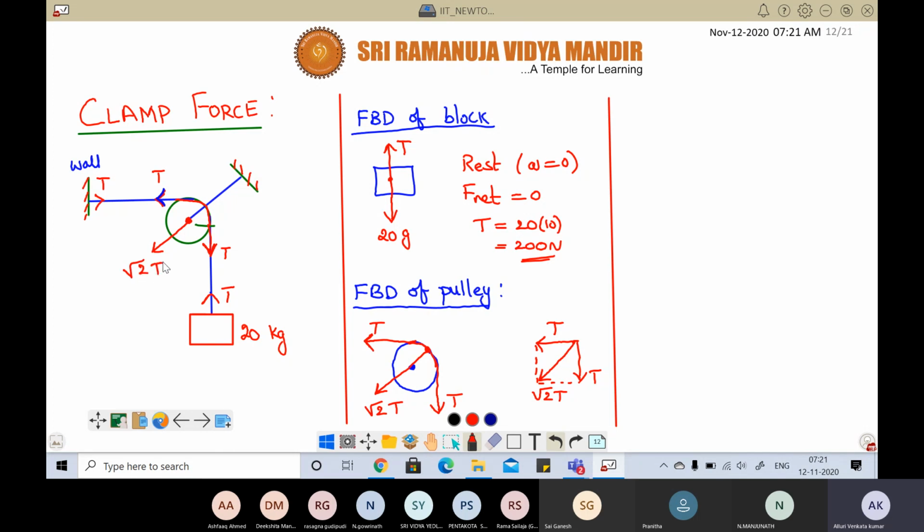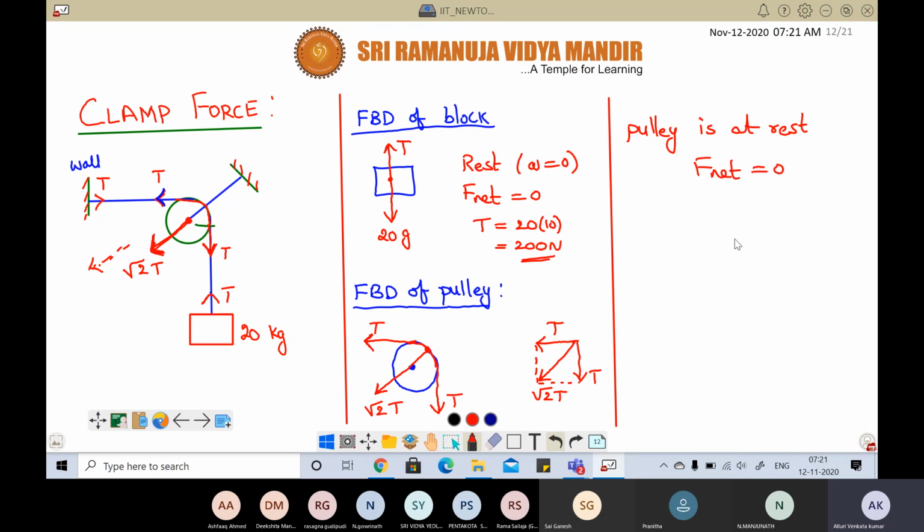Okay. Now, if the pulley is experiencing a force like this, the pulley should go this side, no? It should move this side, but it is at rest. Pulley is at rest. So that means what? F net on it is 0.